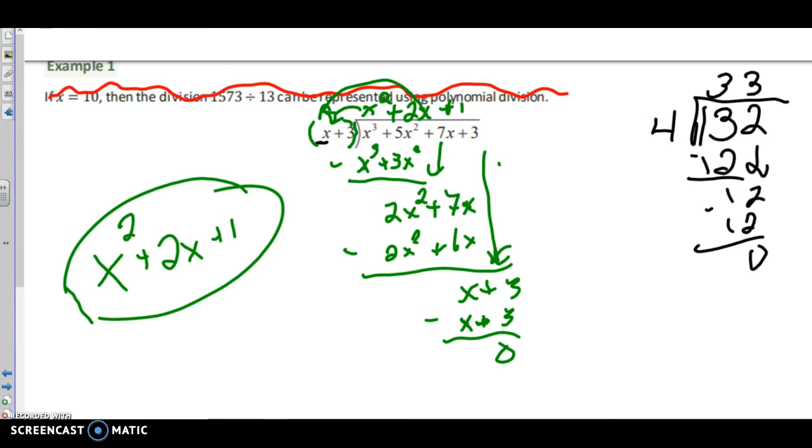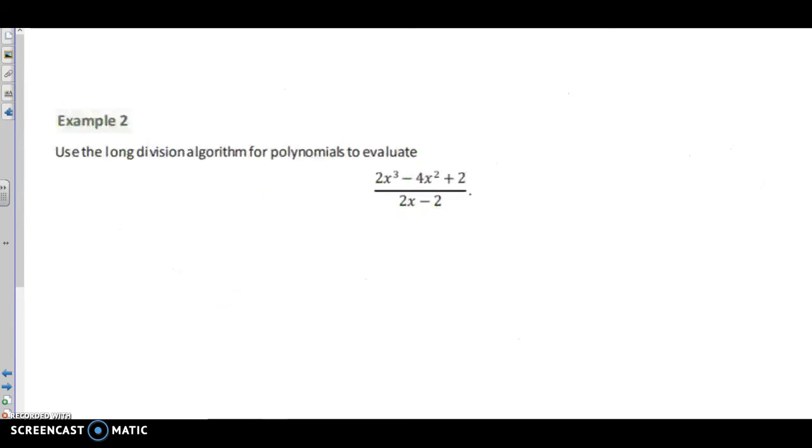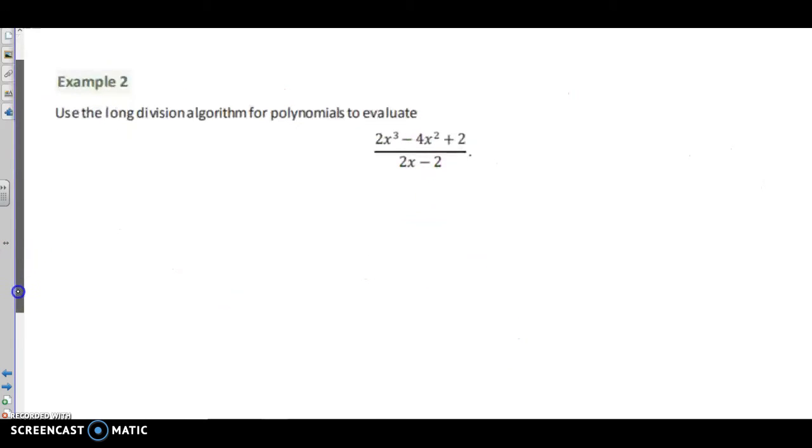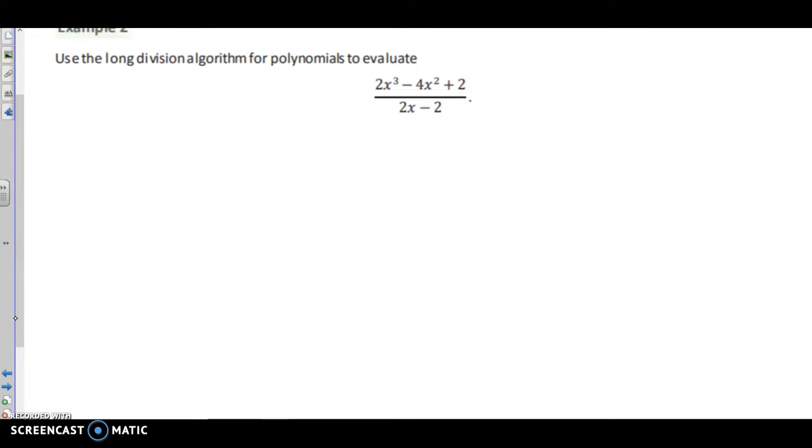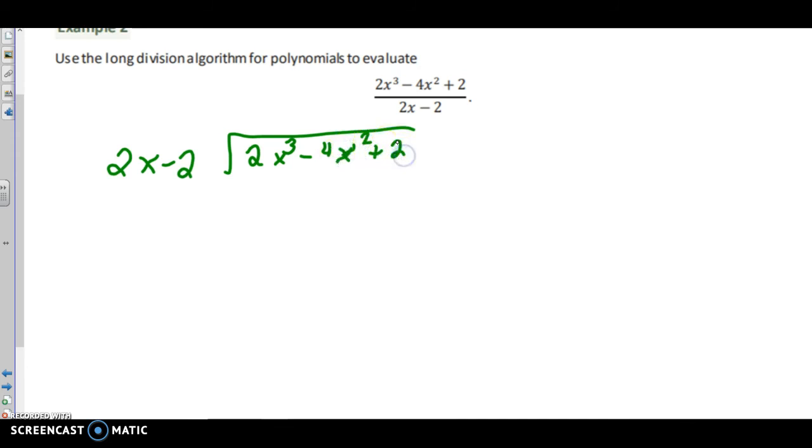So again, both methods are viable. Whichever one you seem to like or seems to work for you, by all means, that's the one we'll go with. So let us practice on this one. So I have 2x minus 2 going into 2x cubed minus 4x squared plus 2. So again, I'm only concerned with this first term. 2x cubed divided by 2x is just plain x squared.